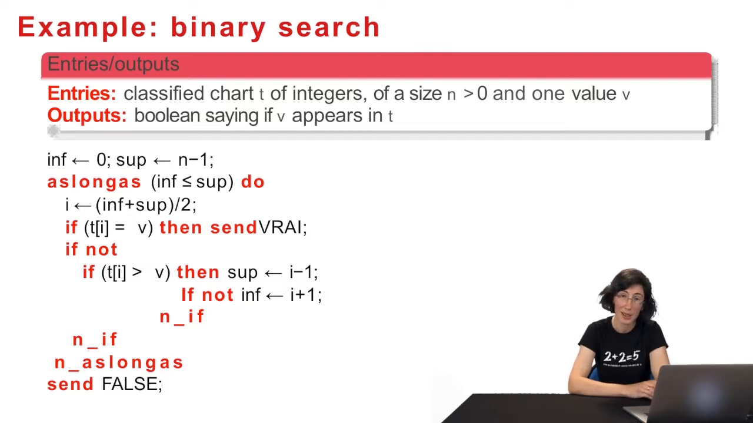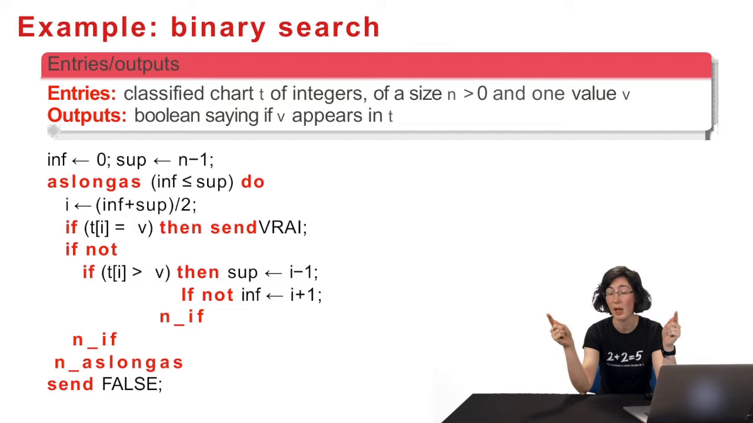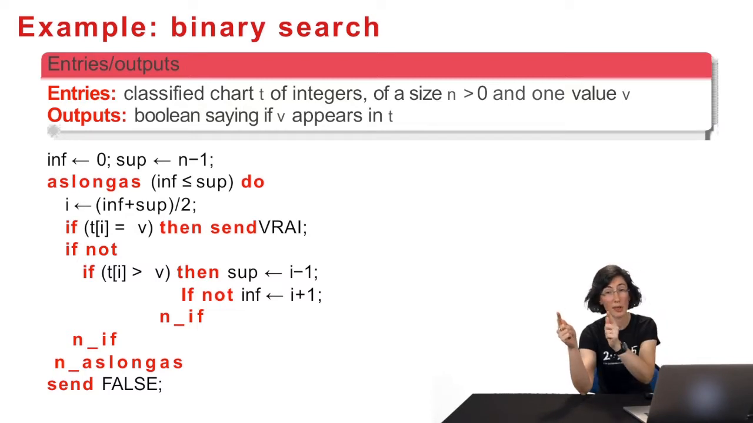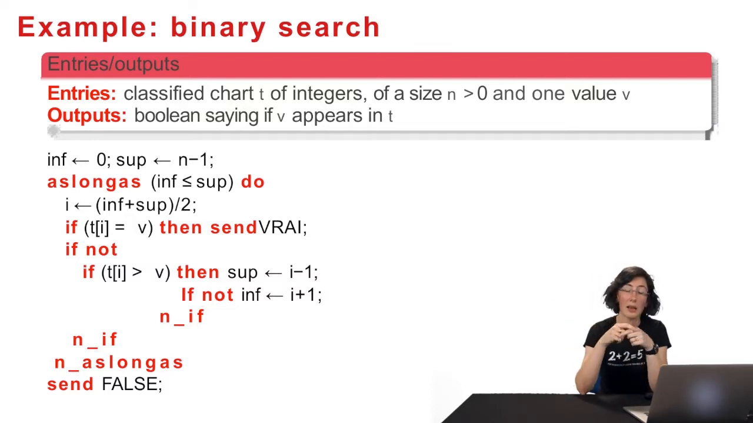There are two variables, inf and sup, that represent the part of the chart we are investigating. At the beginning, we are investigating the whole chart. Then we are only going to look at half of the chart, a quarter of the chart, 1/8 of the chart, etc.